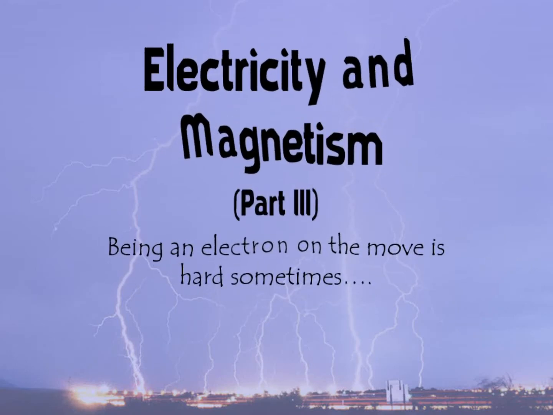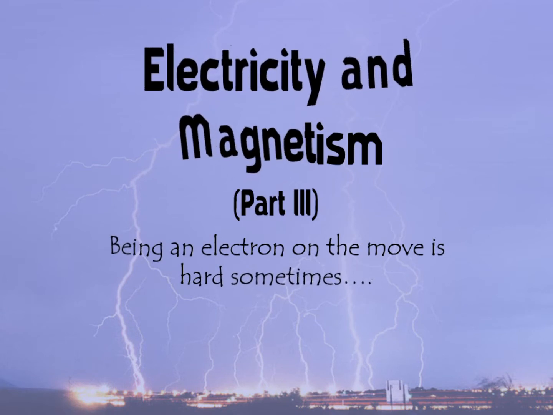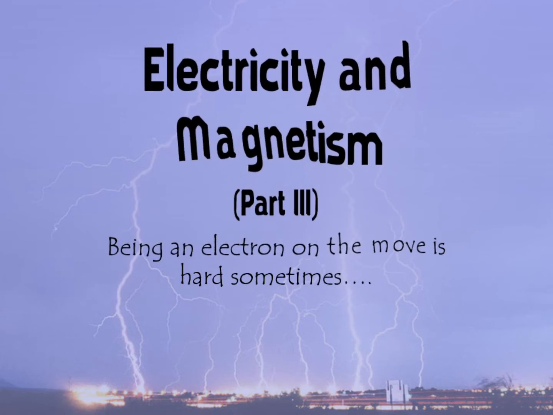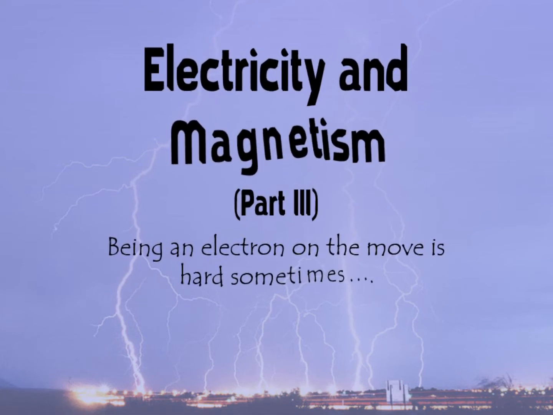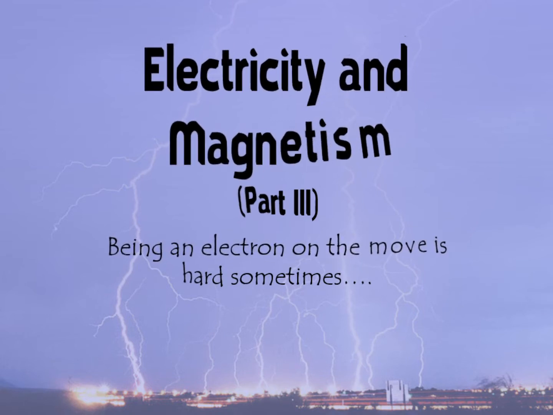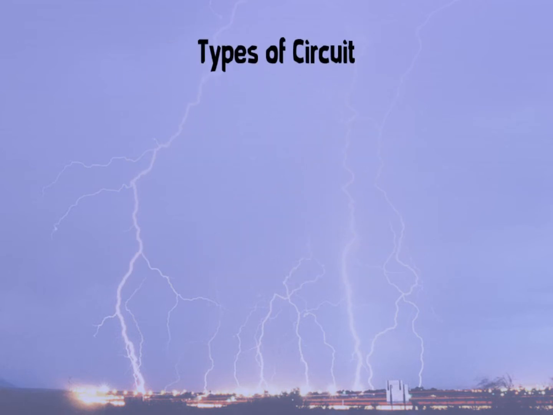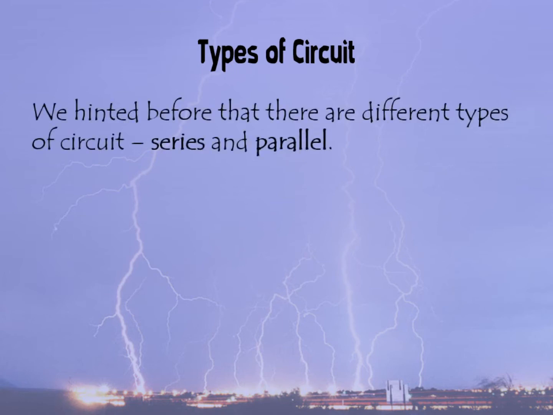Hi everyone. So this is our third look at electricity and magnetism, mainly just electricity so far. And we're going to talk about how being an electron on the move is hard sometimes. Sometimes you've got choices to make, and sometimes, no matter how hard you try, it just seems difficult to get along in the world.